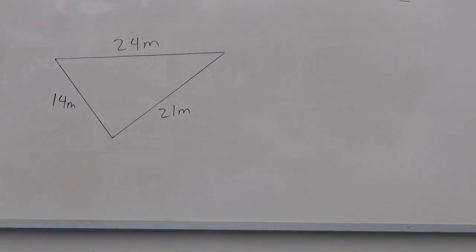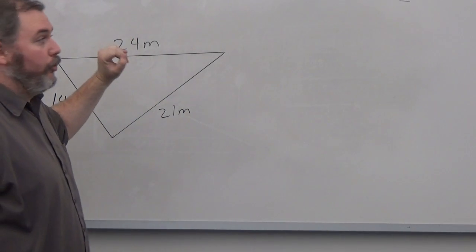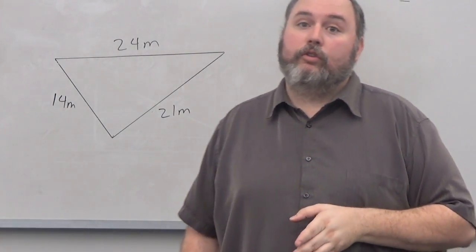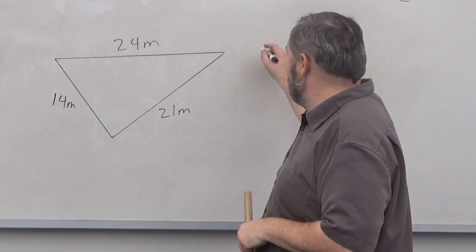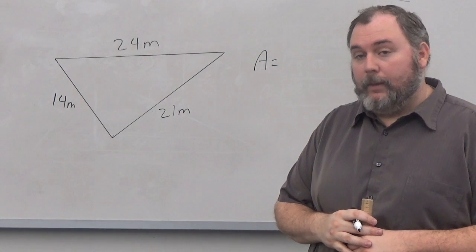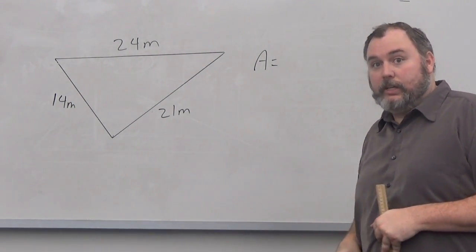All right, this problem I want you to try on your own. I've given you a triangle with 3 sides, 14 meters, 21 meters, and 24 meters. Your job is to pause the video and I want you to solve for the area by using Hero's formula. So pause the video. When you're done, come back and check your answer.